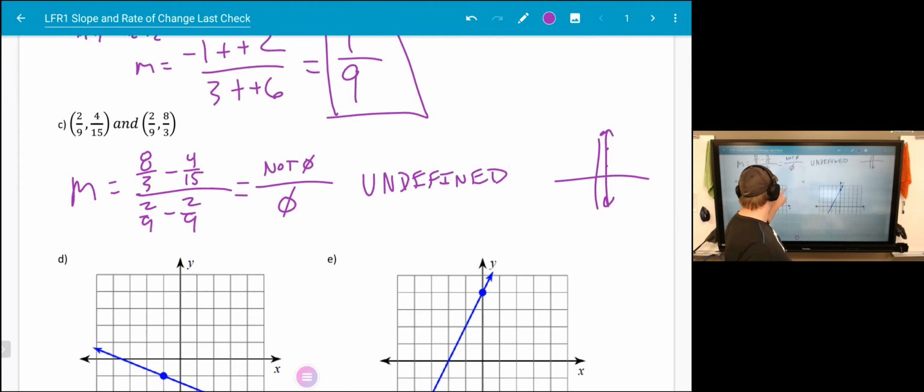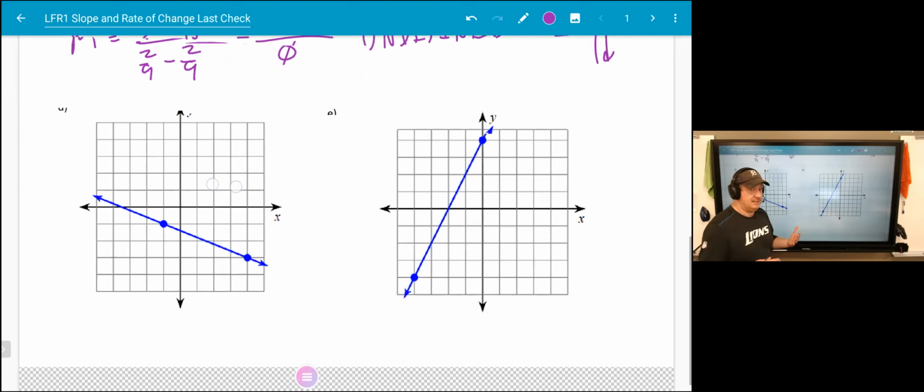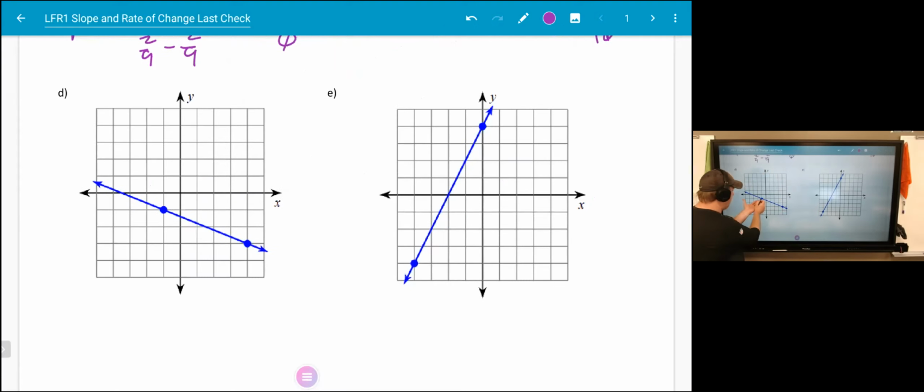Part D. Okay, let's look at this. The points are right here. These all go by 1. You got to make sure of some stuff, right? This is going downhill. This has to be a negative slope. This is like negative 1, negative 1. This is 1, 2, 3, 4. 1, 2, 3, 4, negative 3.